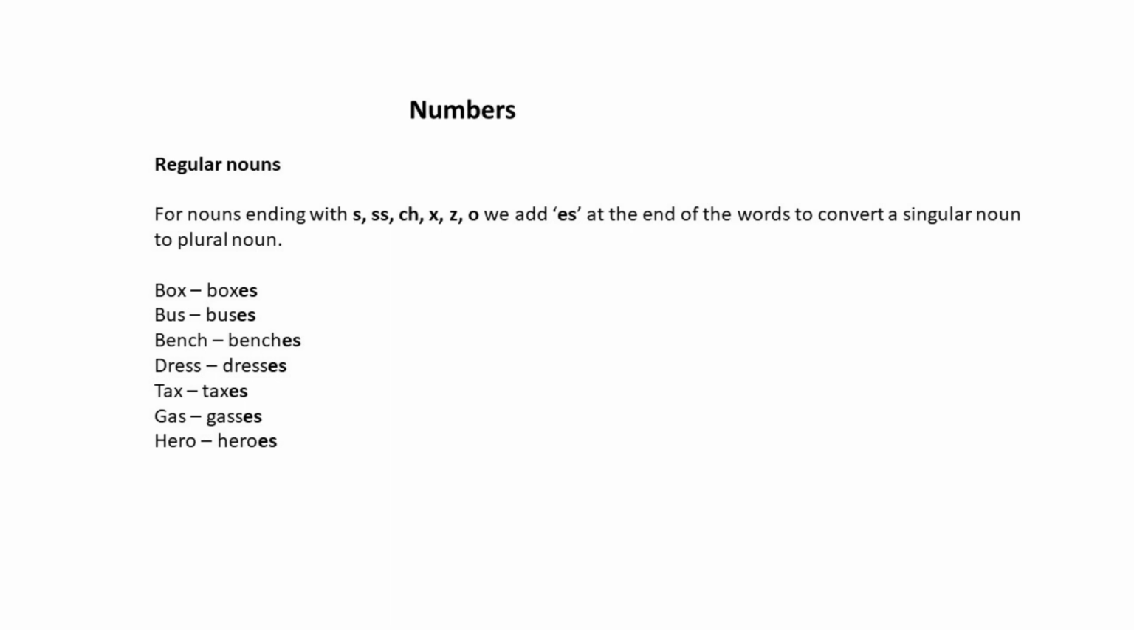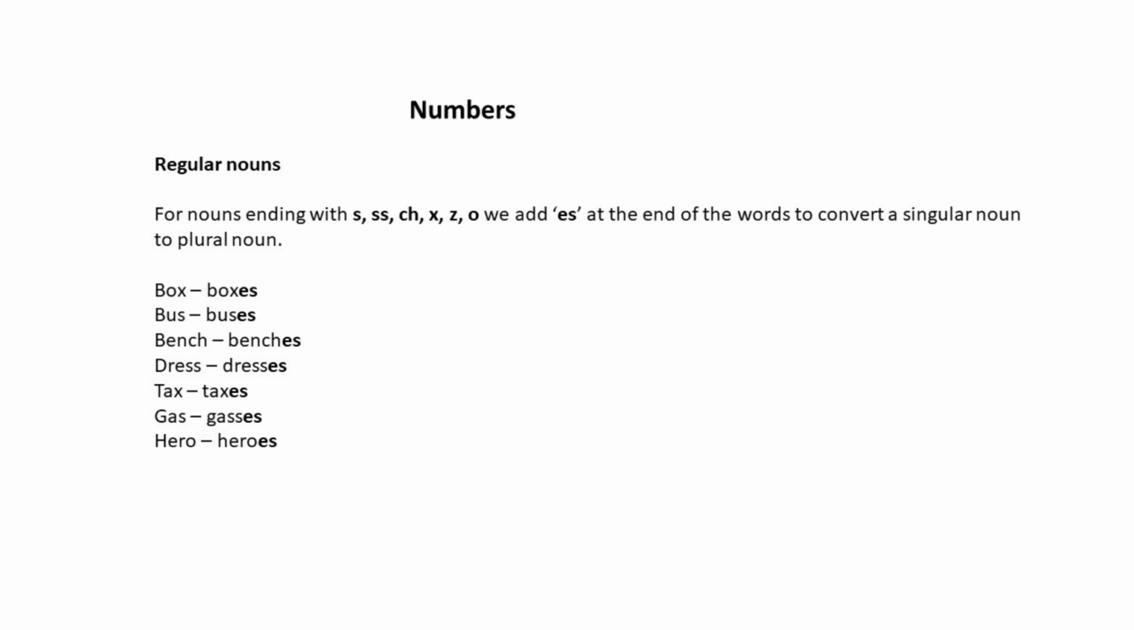Let's look at some examples with respect to this rule. Let's take this noun box. The word ends with the letter x. So if I add the letters es at the end of the word box, it becomes a plural form. Similarly, if we take the noun bus, this word ends with the letter s. If we add the letters es at the end of this word, that becomes its plural form. And if I say the word bench, bench ends with ch. To change it into its plural form, I should add the letters es at the end of bench. So the plural of bench is benches.